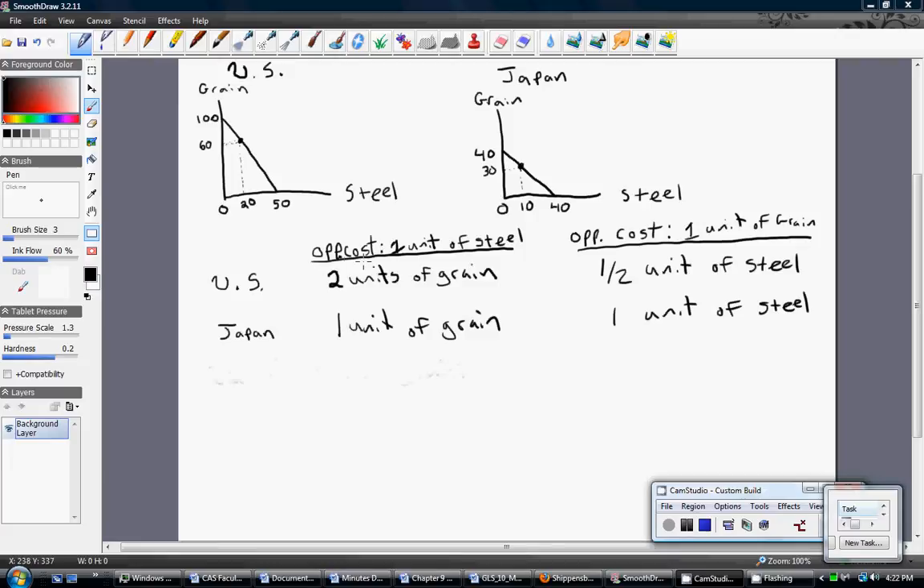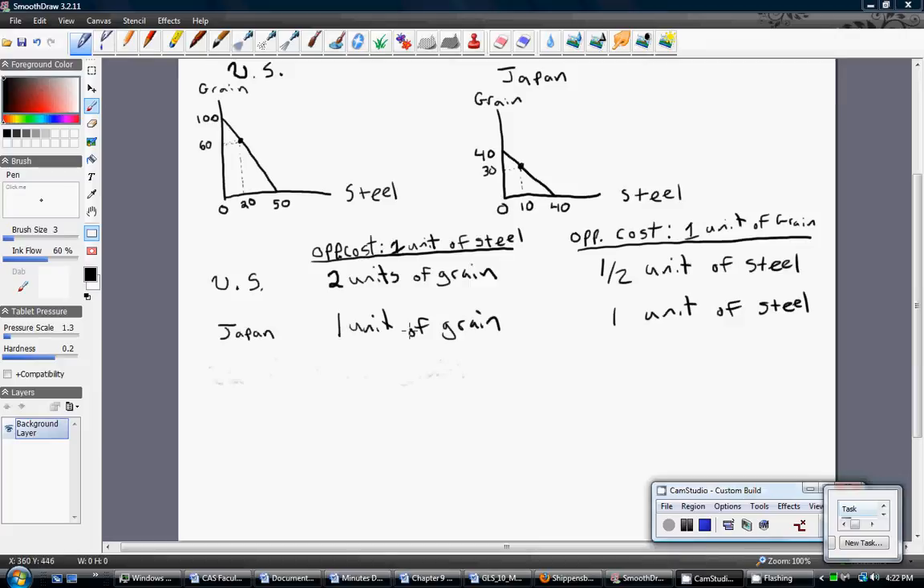So in this first column here, I have the opportunity cost of producing one more unit of steel. In the United States, the opportunity cost of producing one more unit of steel is going to be 2 units of grain. In other words, every time we produce one more unit of steel in the United States, the cost comes in giving up the opportunity of producing 2 units of grain.